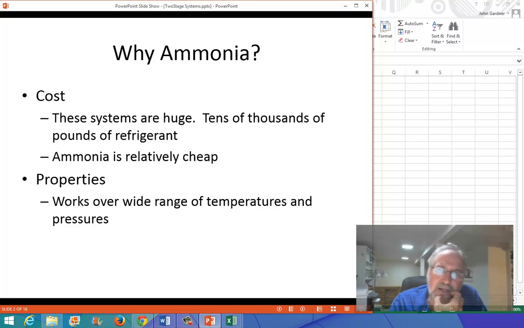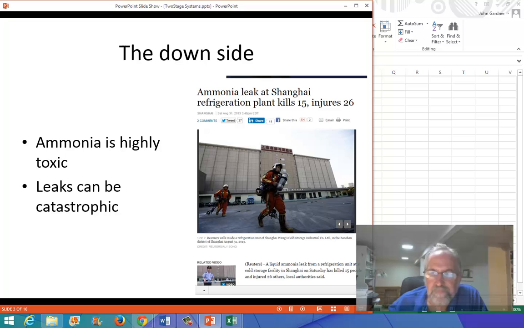We'll talk a little bit, when we look at the TS diagram, about what makes for good thermodynamic properties for a refrigerant. And it works over very wide ranges of temperatures and pressures, and that's what's really important. It has an extremely low boiling point, which means you can bring it down to really low suction pressures. And of course, the downside is that it's incredibly poisonous and toxic.